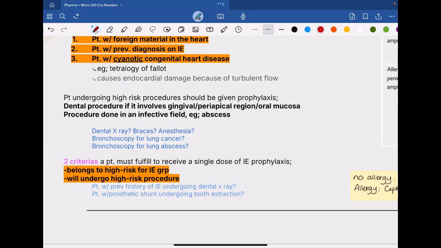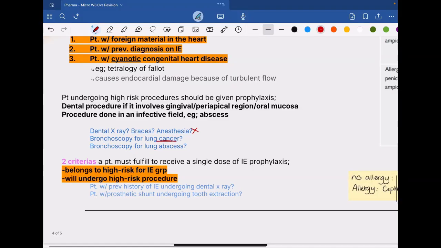Let's say you have a patient getting a dental x-ray, they're getting braces or anesthesia, you don't give them prophylaxis. Any bronchoscopy for lung cancer, you don't give them prophylaxis. Bronchoscopy for lung abscess, you give them prophylaxis because this is an infective field.